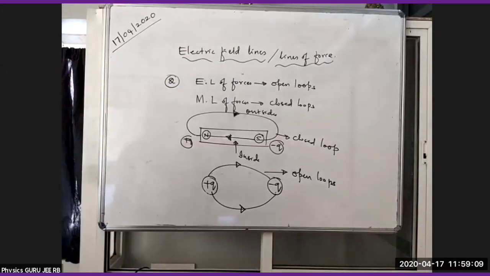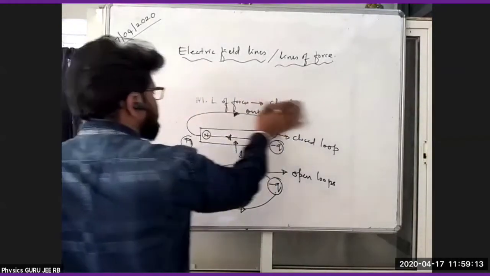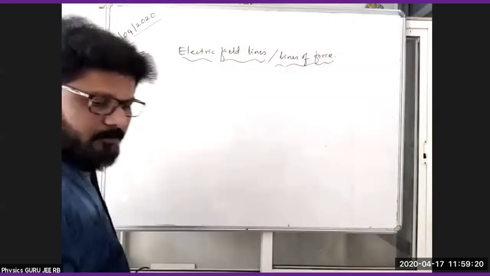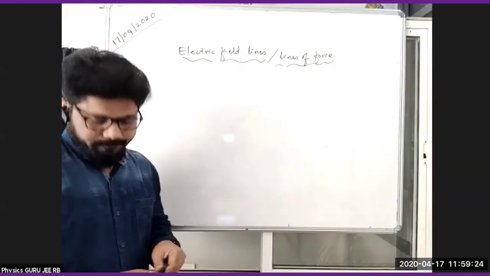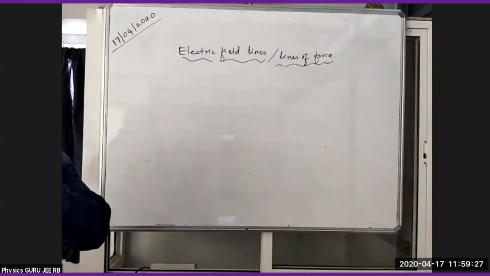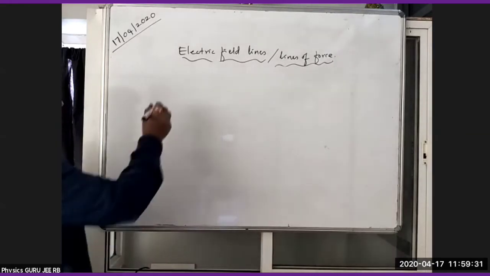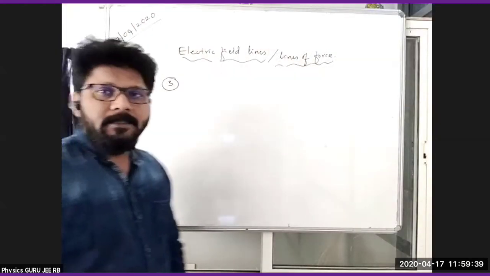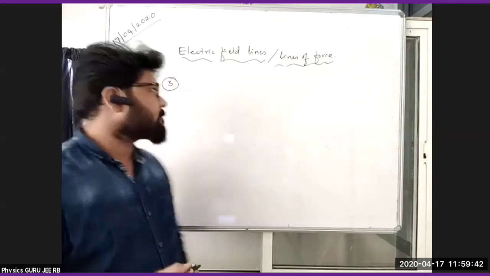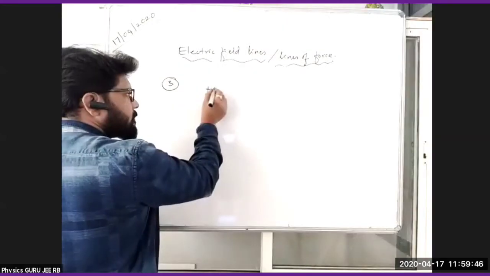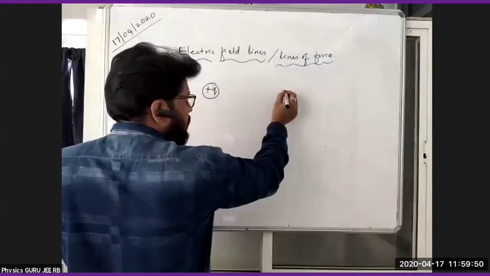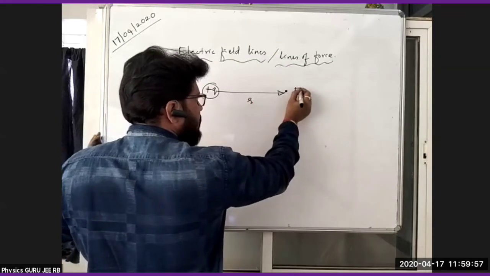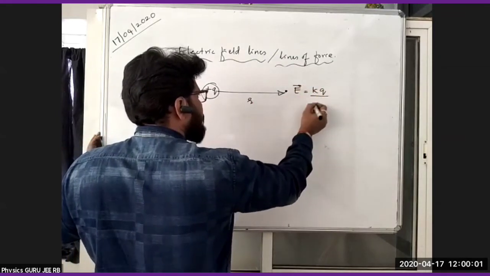Third property. I'll erase this one. This is nothing but electric lines. Property number 3: no two electric lines will intersect. Otherwise, we'll take electric field. If I take this as a positive charge, and I want to calculate the electric field here at a distance of r, what is the electric field intensity? We can write kq divided by r square.